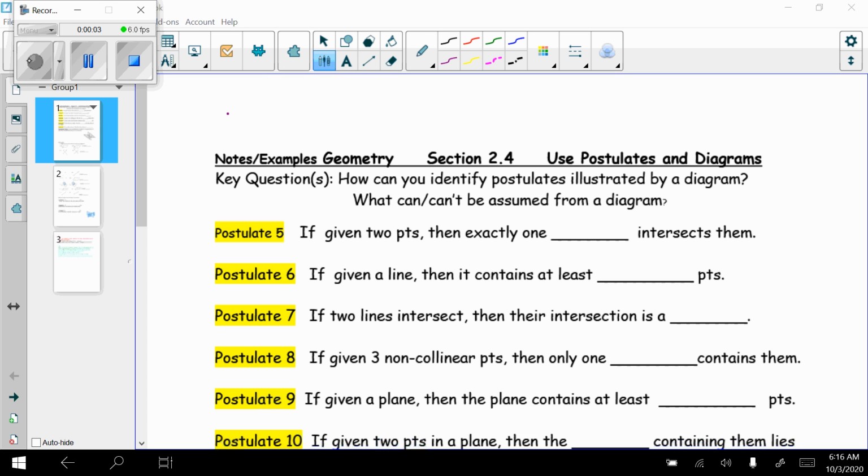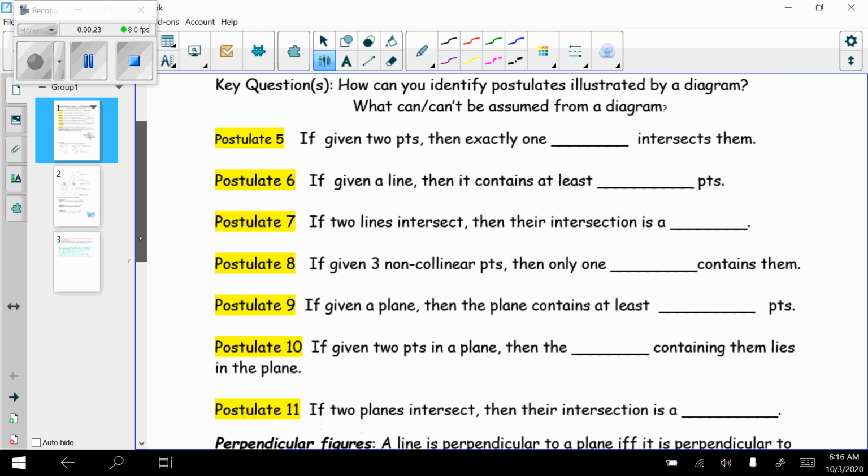Today in geometry, we're looking at section 2.4, day 1, using postulates and diagrams. Our key questions: how can you identify postulates illustrated by a diagram? And what can and can't be assumed from the diagram? Tomorrow we will look at what we can and can't assume from the diagram. So today we're going to identify from the diagram.